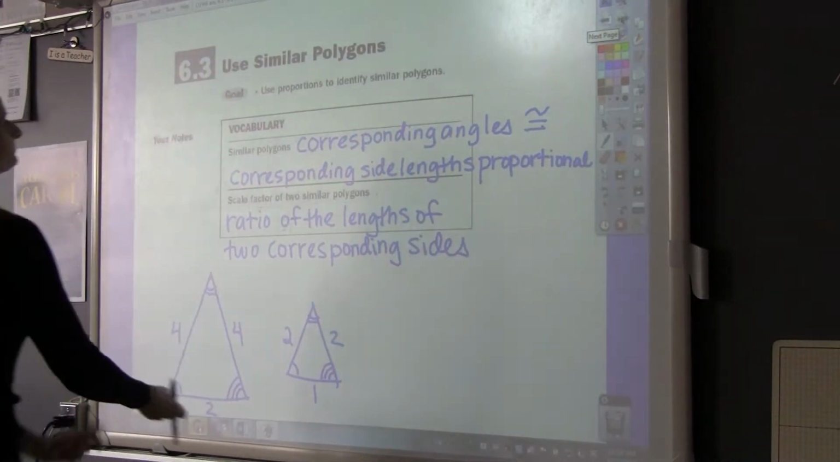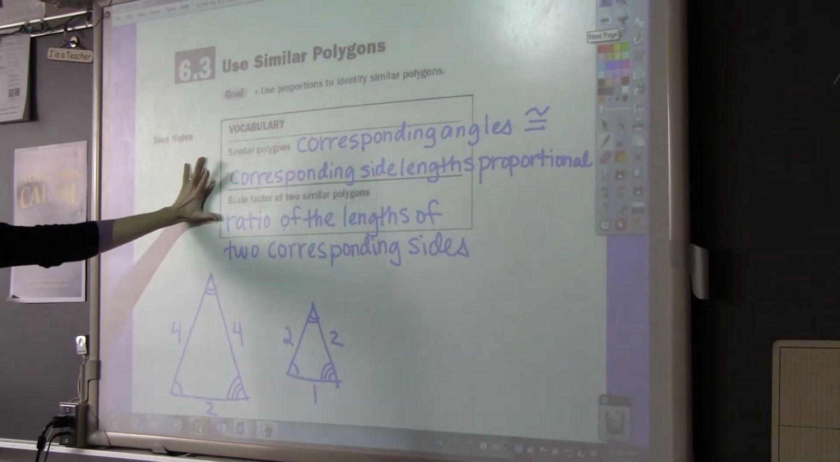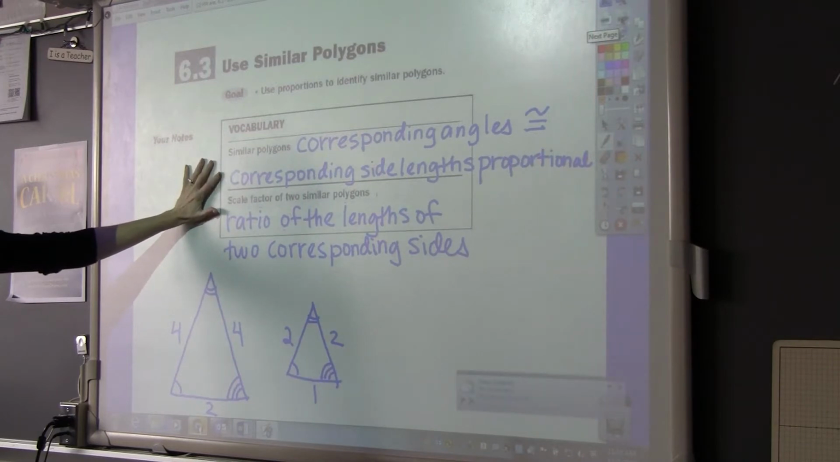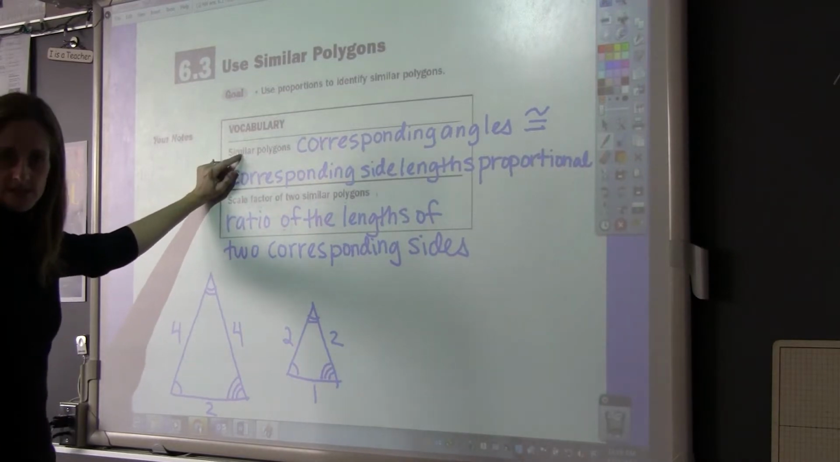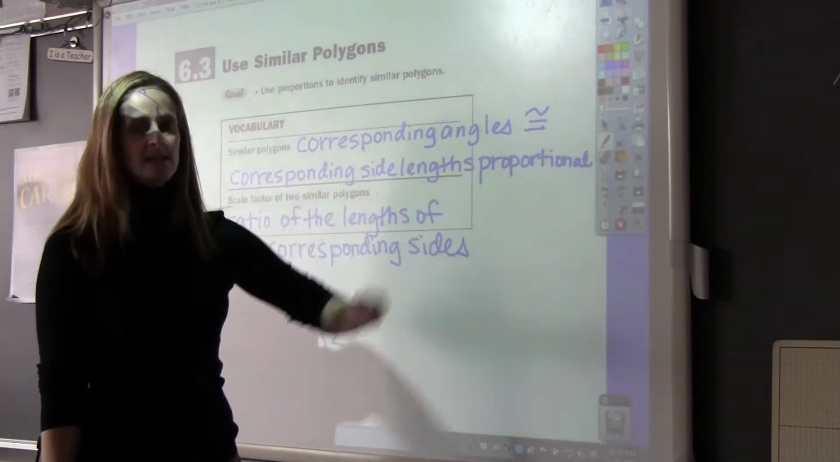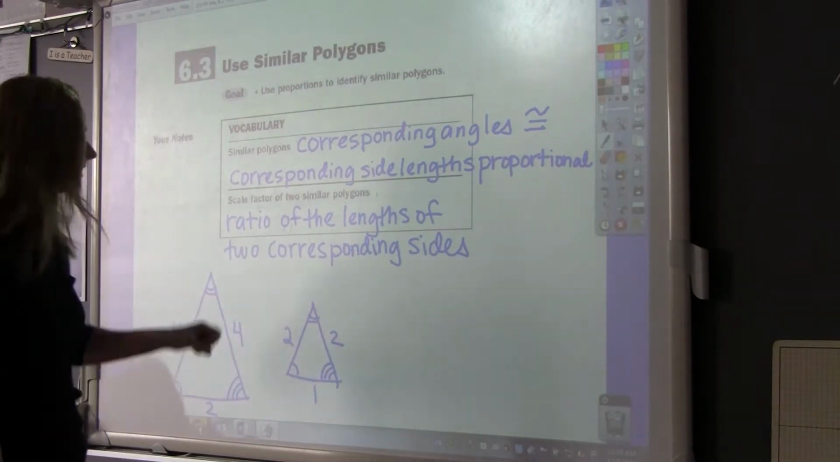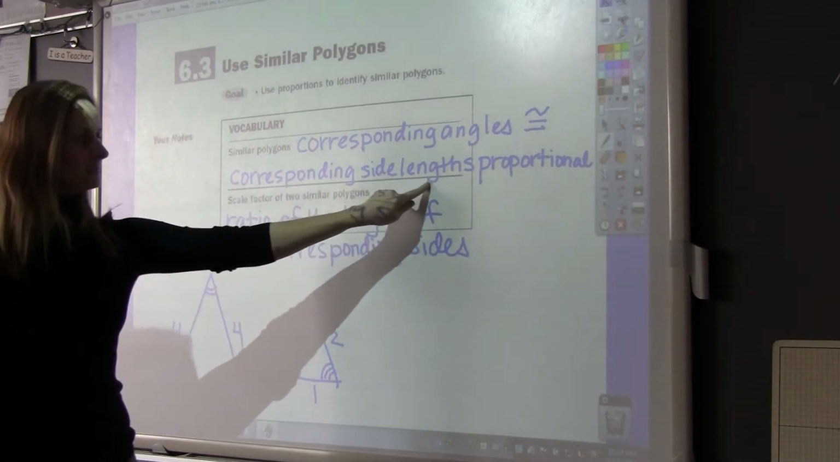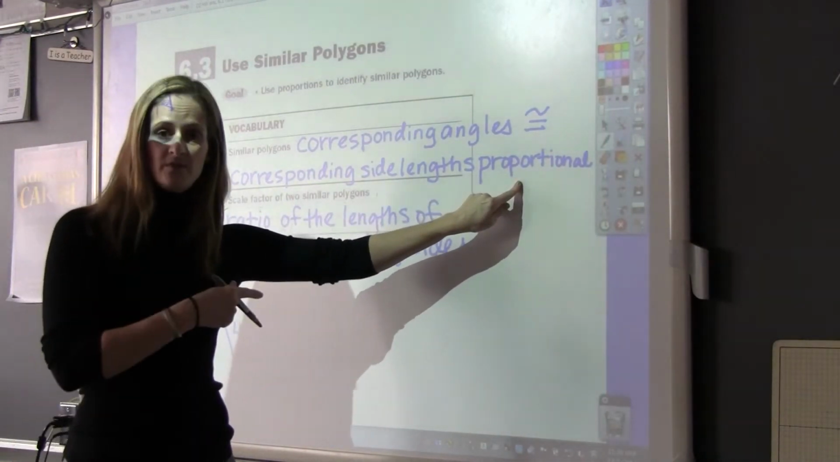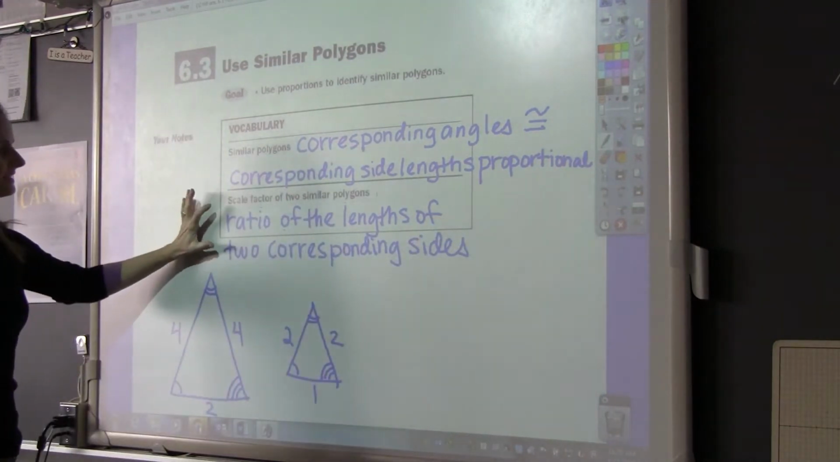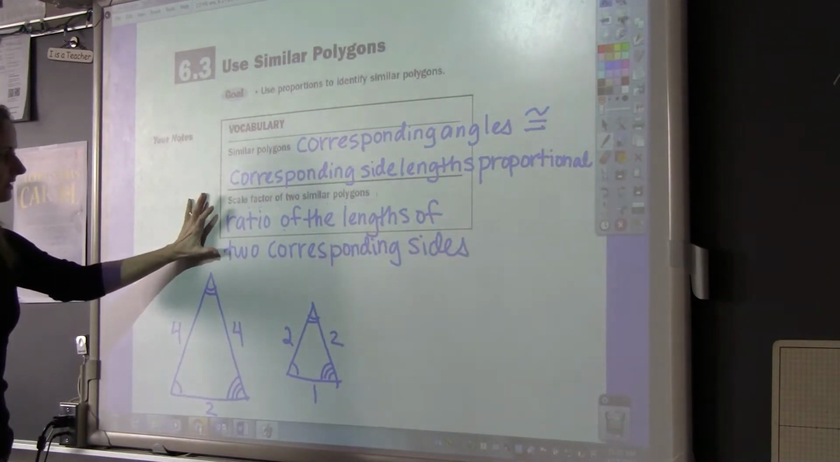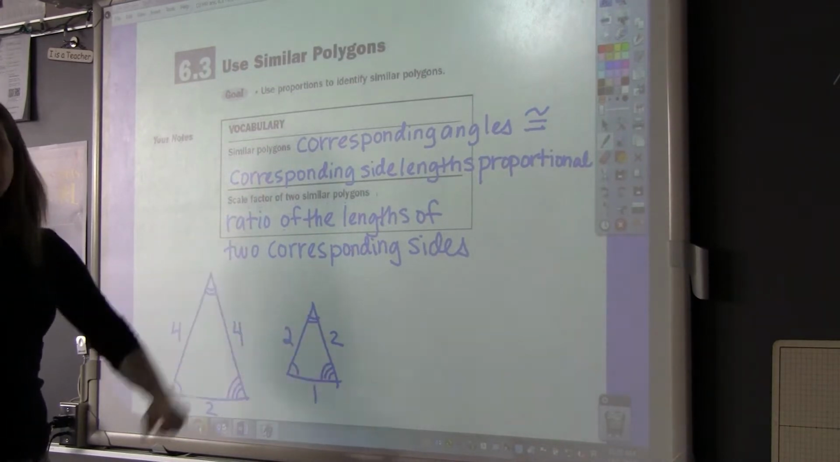All right, so go ahead and write down this vocabulary. We're going to start talking about similar polygons, similar figures, similar triangles. In order for two figures to be similar, their corresponding angles need to be congruent, which they were also congruent in the congruent figures. But now the corresponding side lengths need to be proportional, like I explained in my previous video. And a scale factor of two similar polygons is the ratio of the lengths of two corresponding sides.